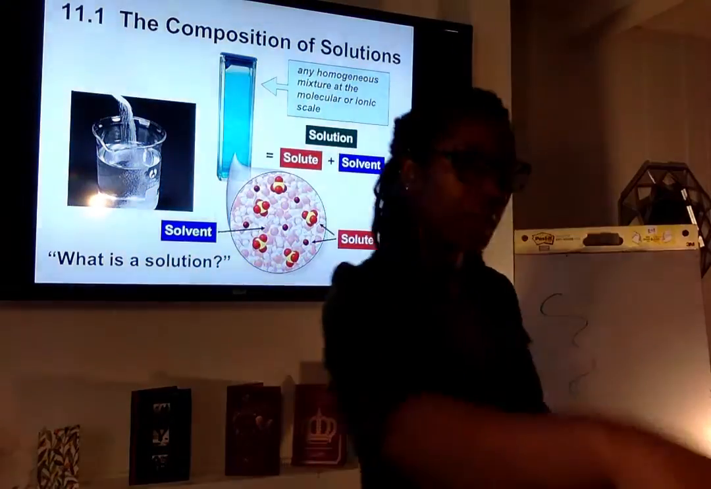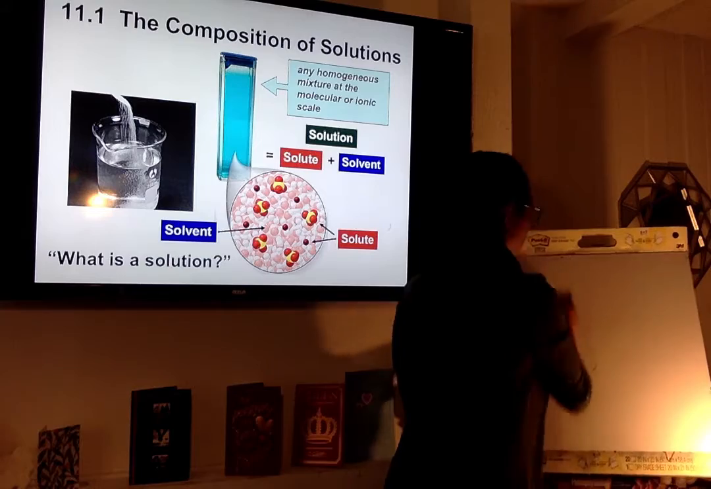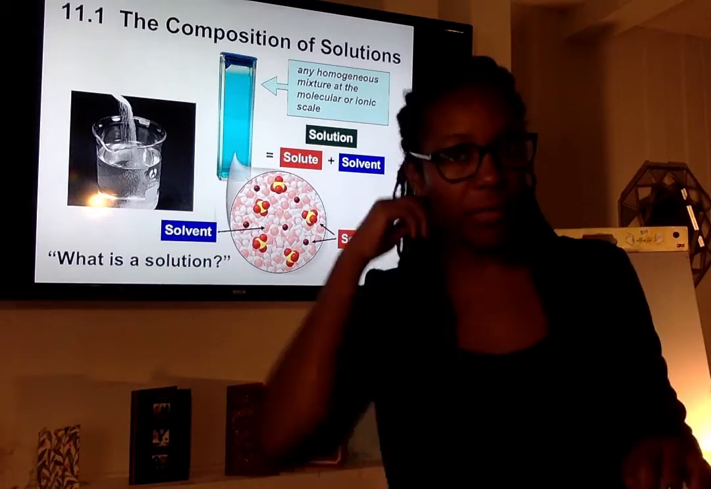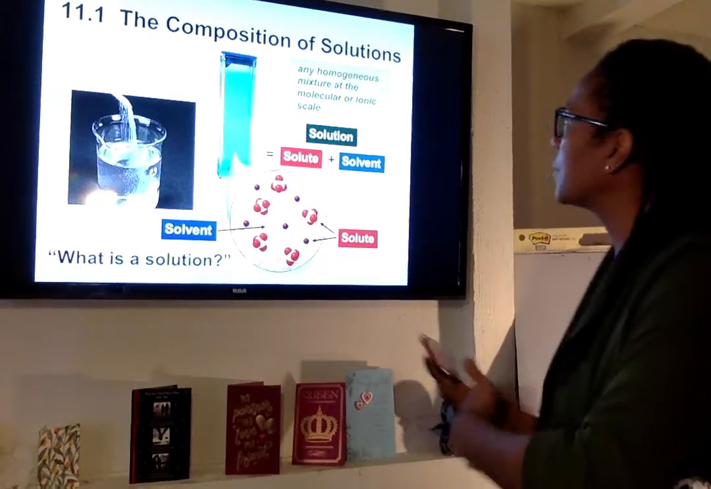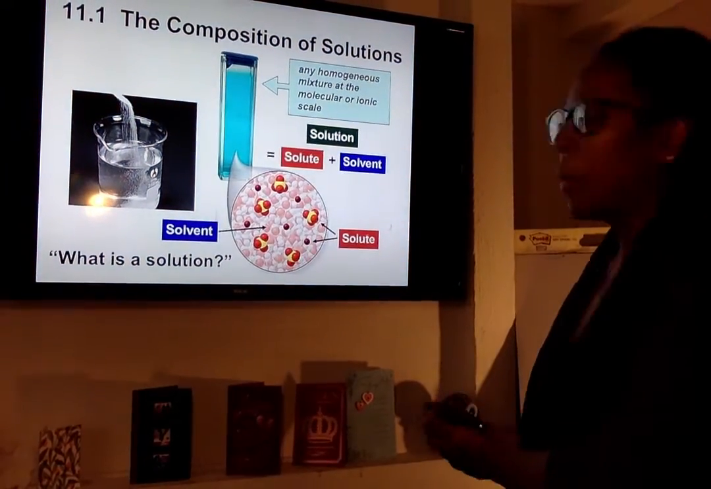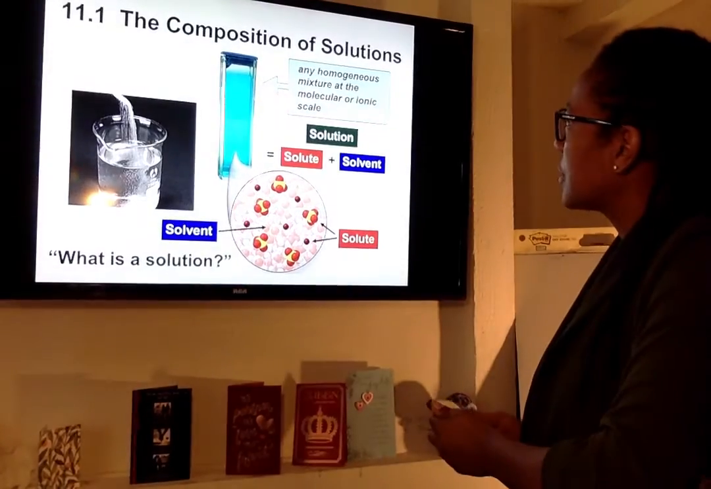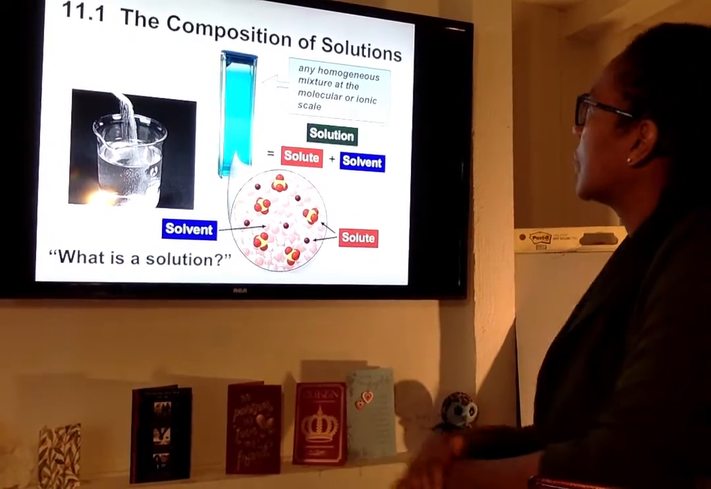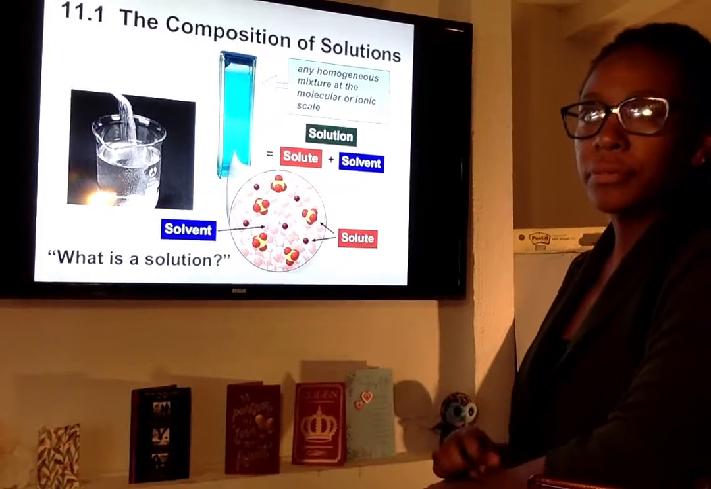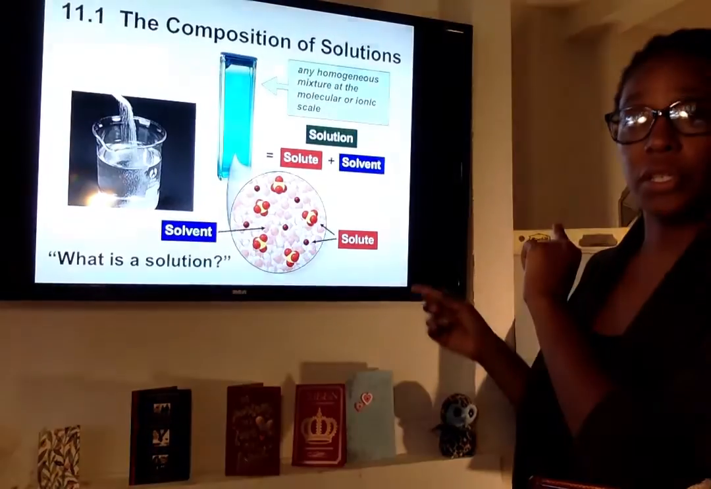Okay, so today we're going to discuss the first half of Chapter 11. Chapter 11 is the composition of solutions. So, what is a solution? We've discussed this before, right? It's any homogeneous mixture at the molecular ionic scale. Anything that is a homogeneous mixture, right?